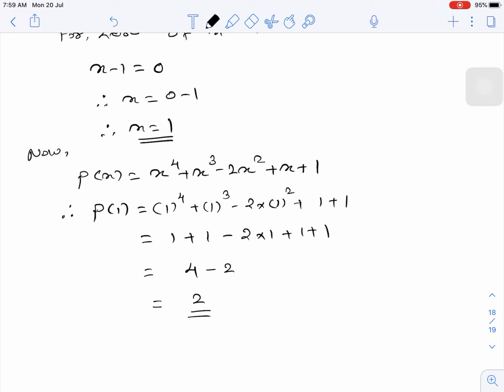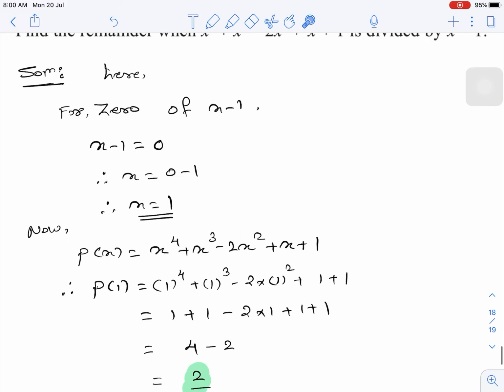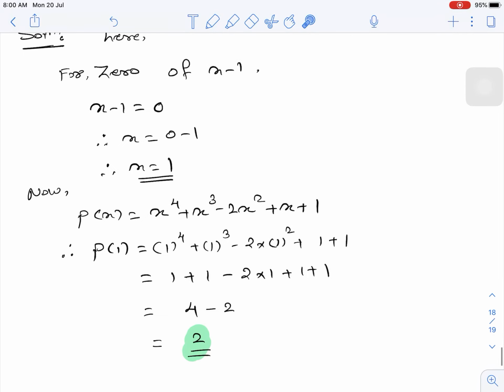So now this value which we have got is nothing but the remainder of this polynomial. In other words we can say that if this polynomial is divided by x minus 1, the remainder is 2. Again let us revise it once again.